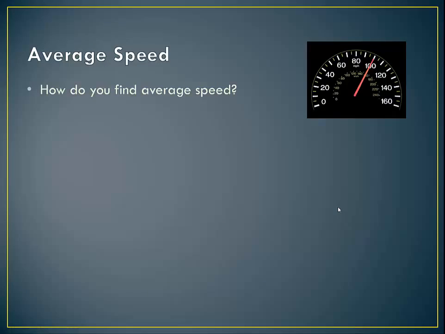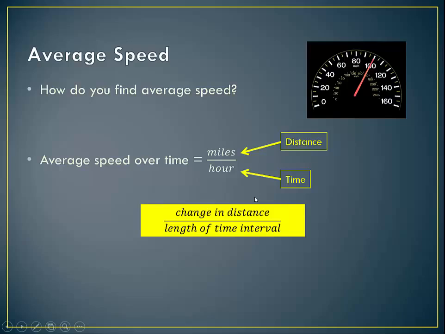How could we look at the average speed of this toaster? Think of in general, how do you find average speed? When you go on a trip and somebody says, what was your average speed, how do you normally answer that? Typically we say in miles per hour, but think of the miles as my distance, and the per hour, that's my time. So what we're really looking at is the change in distance over the change in time, the length of our time interval.